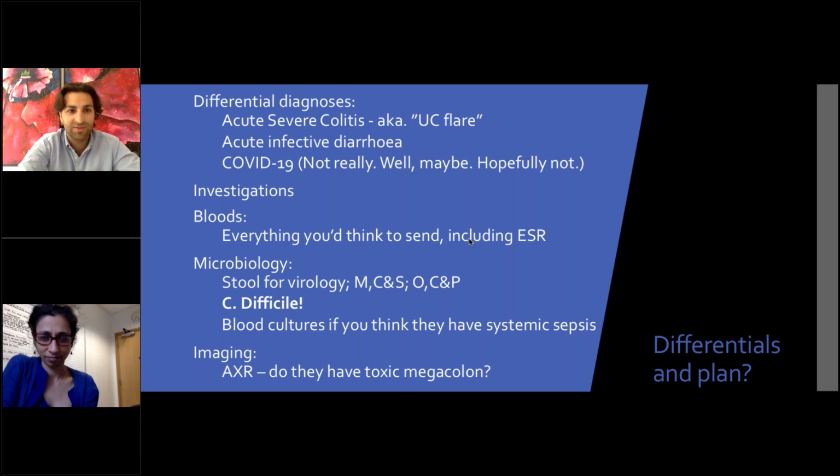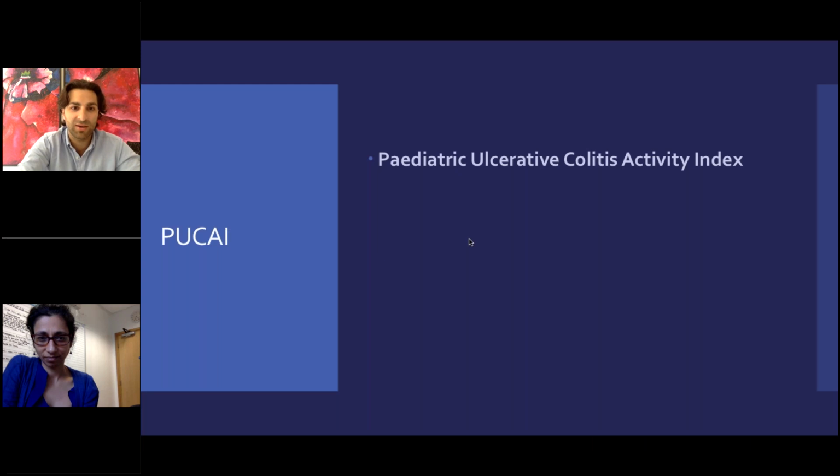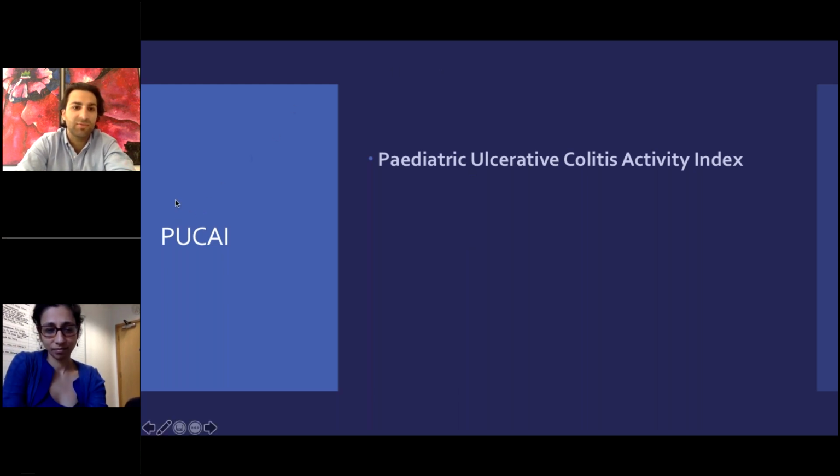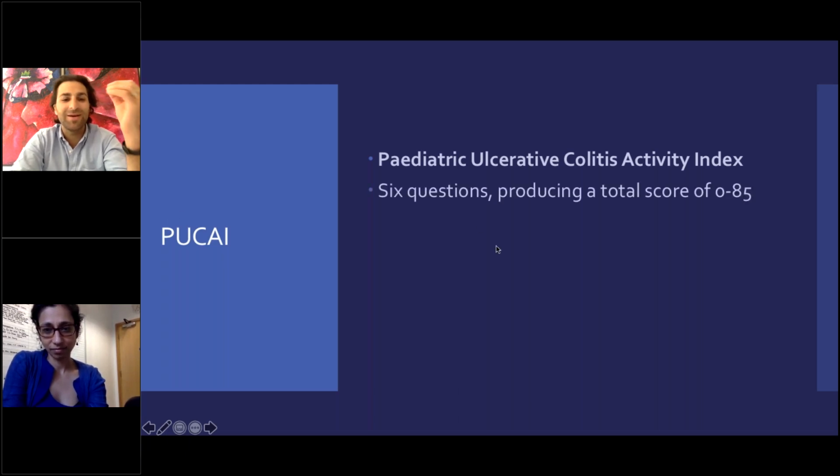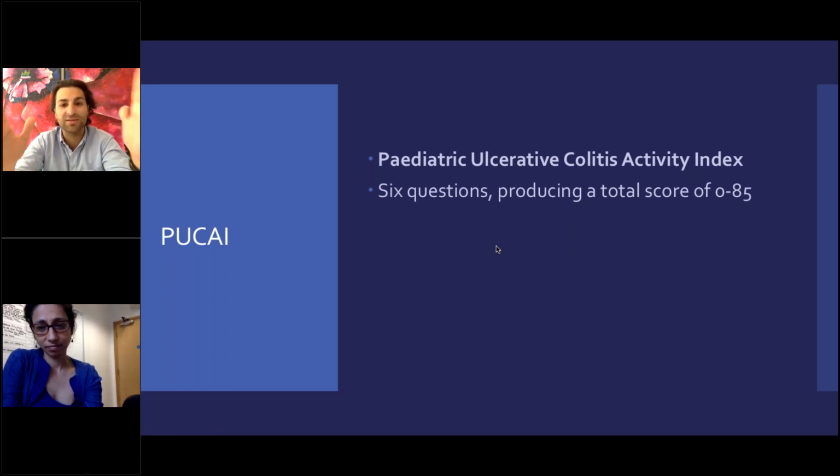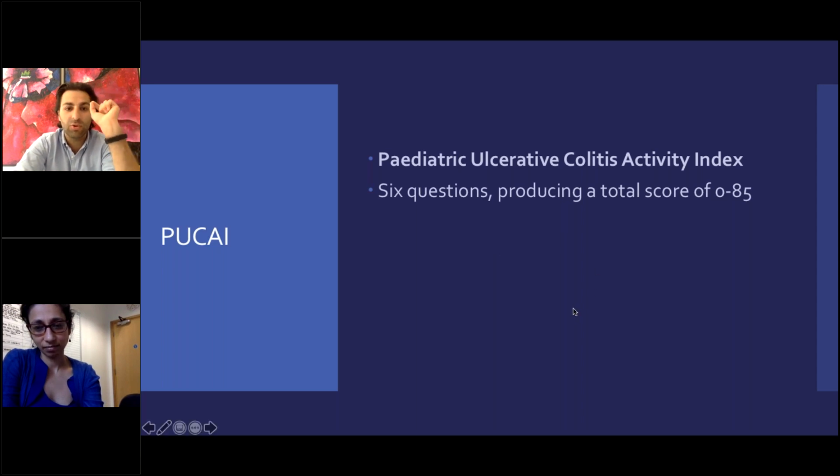That's the question. You know they've got severe disease because you're an absolute pro and you've done a PUCI. And a PUCI is really easy, it's quite different to the PCDAI that we discussed before. The PCDAI has got blood parameters, it's got examination parameters, and the PUCI is so much easier because it's 6 questions that are all questions. It's a questionnaire that you ask the patient.